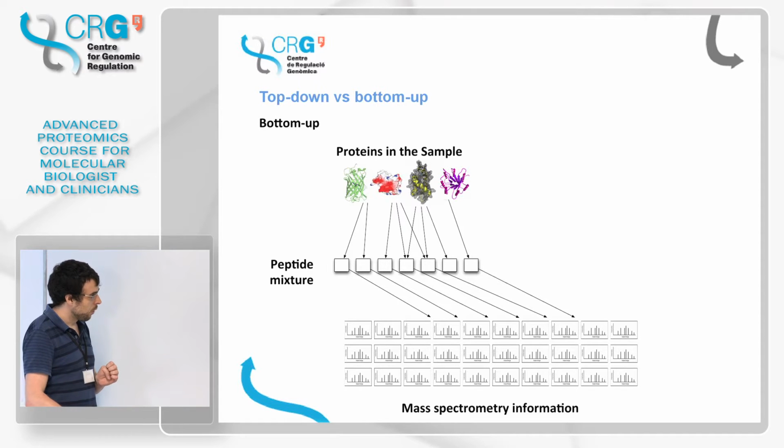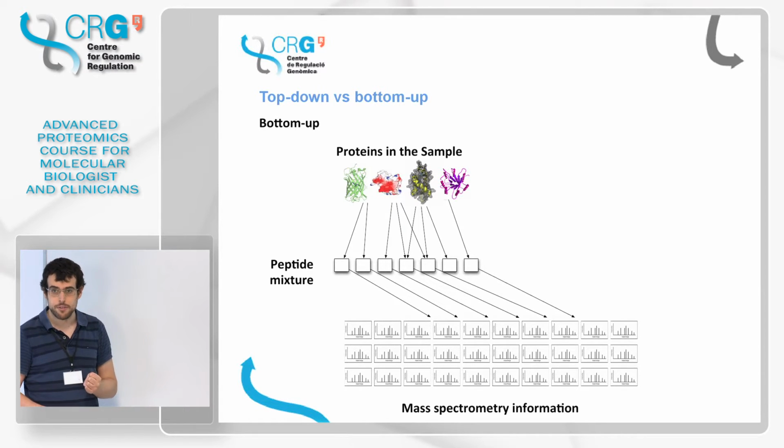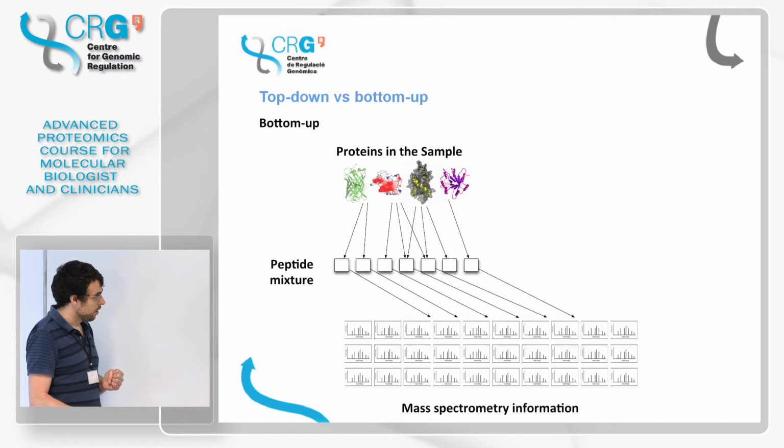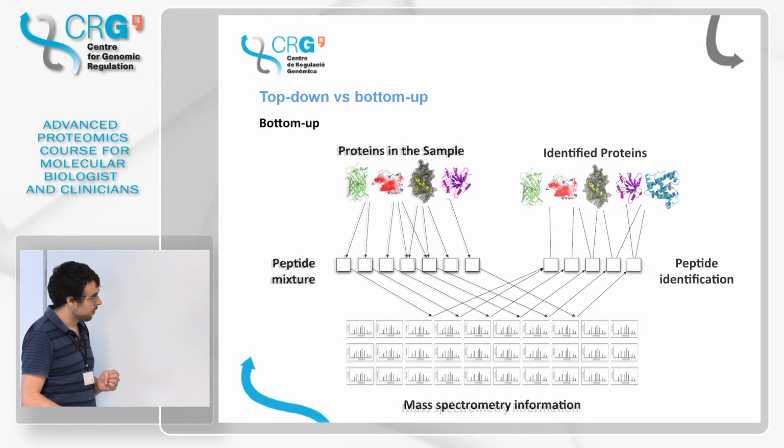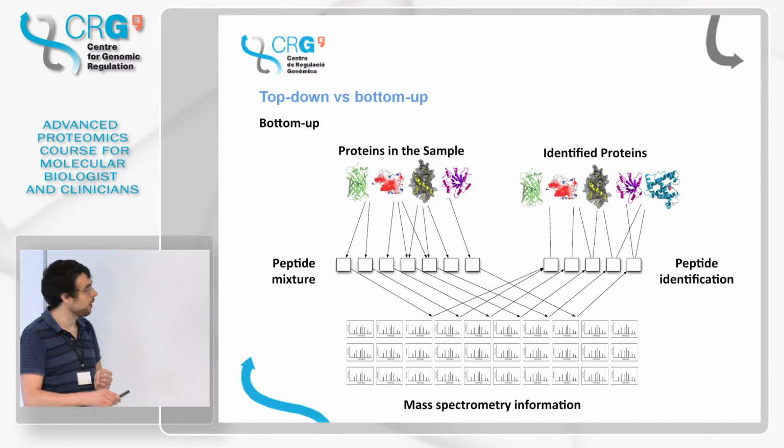But once we have this, the question we have is which peptides were in my initial sample, right? And from this information, we can deduce which peptides we have in the sample. Then we can ask, given these peptides, which proteins I had in my sample. So we deconstruct and we have to construct again.